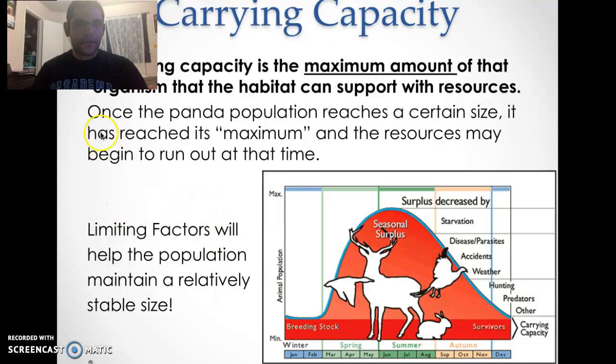So back to the example of the panda bears. Once the panda bear population reaches a certain size, it's going to reach its carrying capacity, or the maximum number of pandas that the environment can sustain, due to the fact that food will become a lot more difficult for them to get. So that's what carrying capacity is. It's just the maximum number of organisms that a specific environment can sustain.